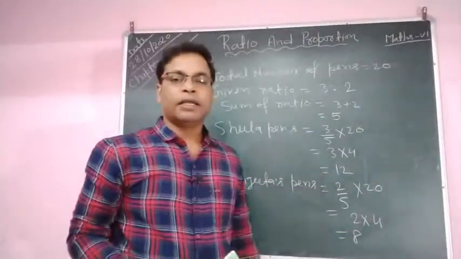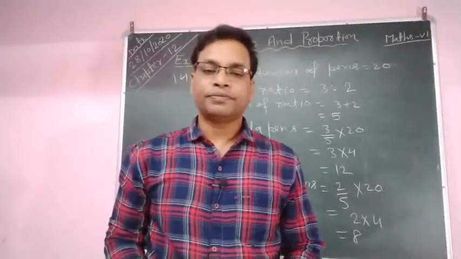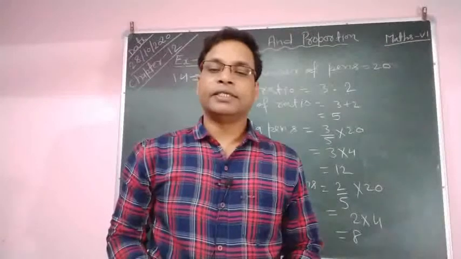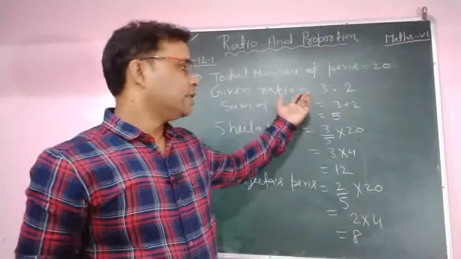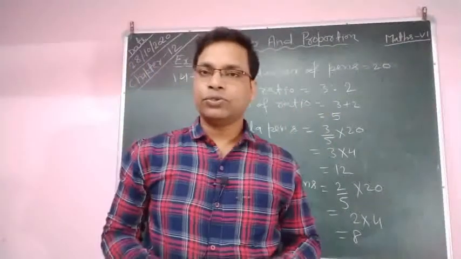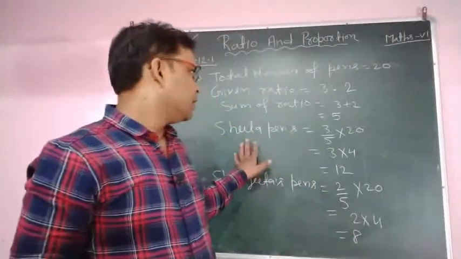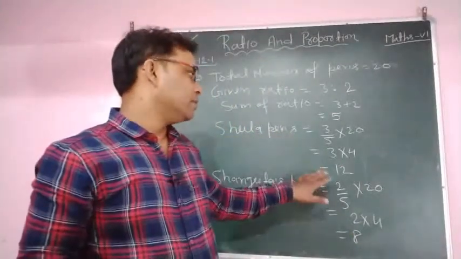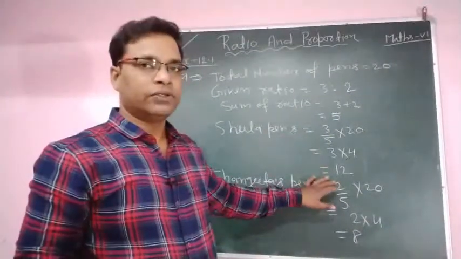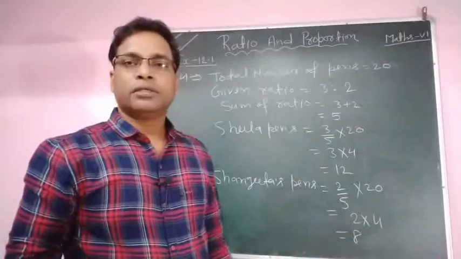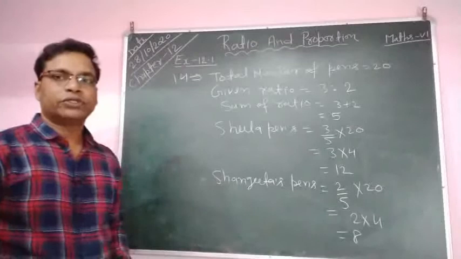In this question, it is given that we need to divide 20 pens between Sheila and Sangeeta. The ratio given is 3:2. So first we find their sum. After this we find Sheila's pens, which is equal to 12, and the number of pens obtained by Sangeeta is 8. Students, I hope all of you understood this question.